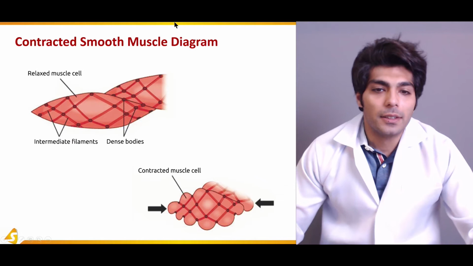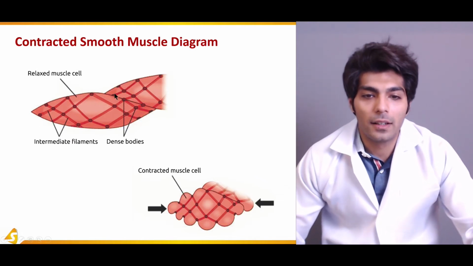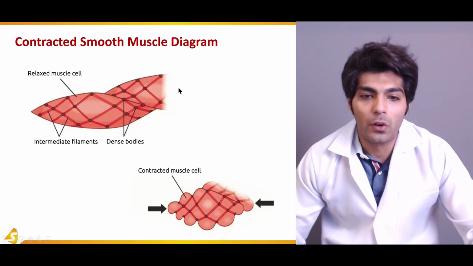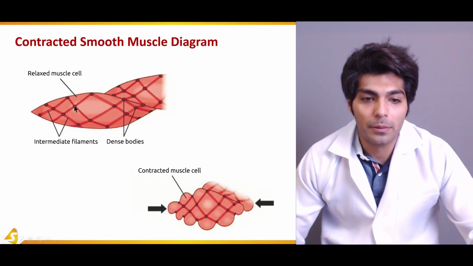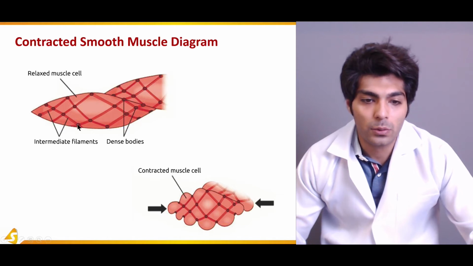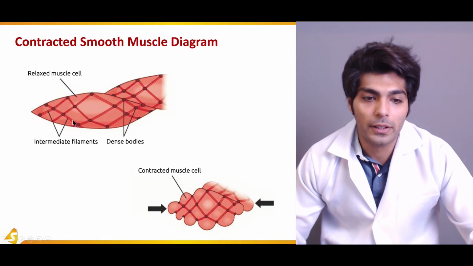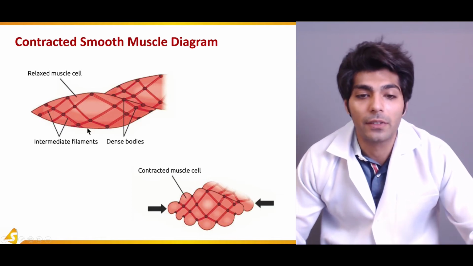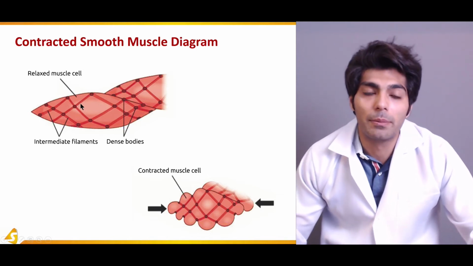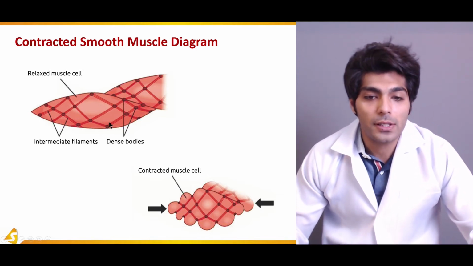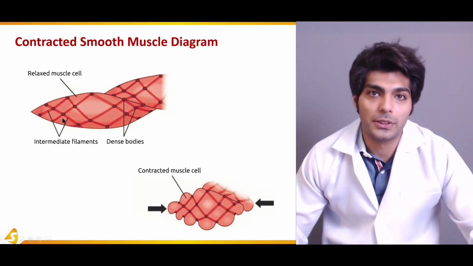So this is a smooth muscle cell in a relaxed state. In the relaxed state, you can see these are the dense bodies and the intermediate filaments. One dense body is connected with another dense body with the help of the intermediate filaments, and these intermediate filaments are attached to the sarcolemma, or the plasma membrane, of the smooth muscle cell, and you can see these dense bodies are dispersed throughout the smooth muscle.